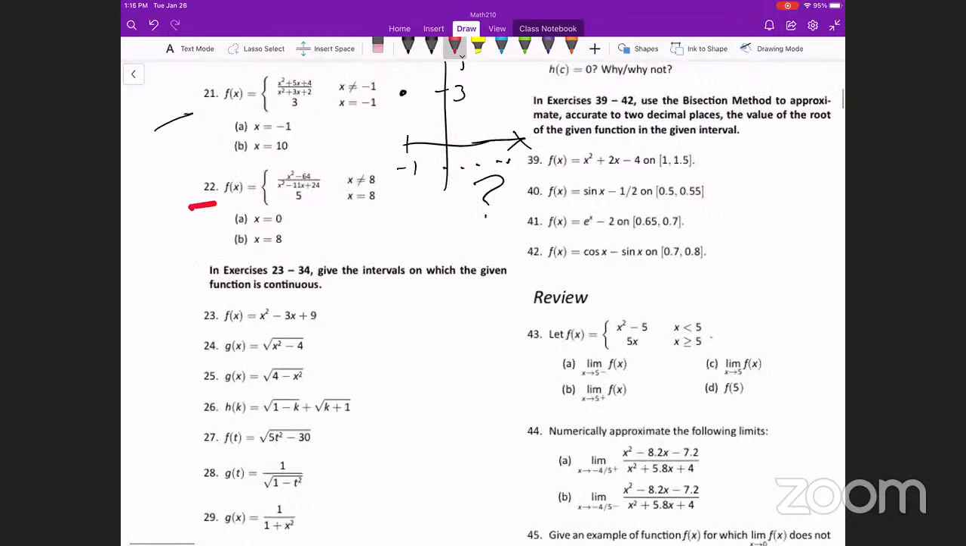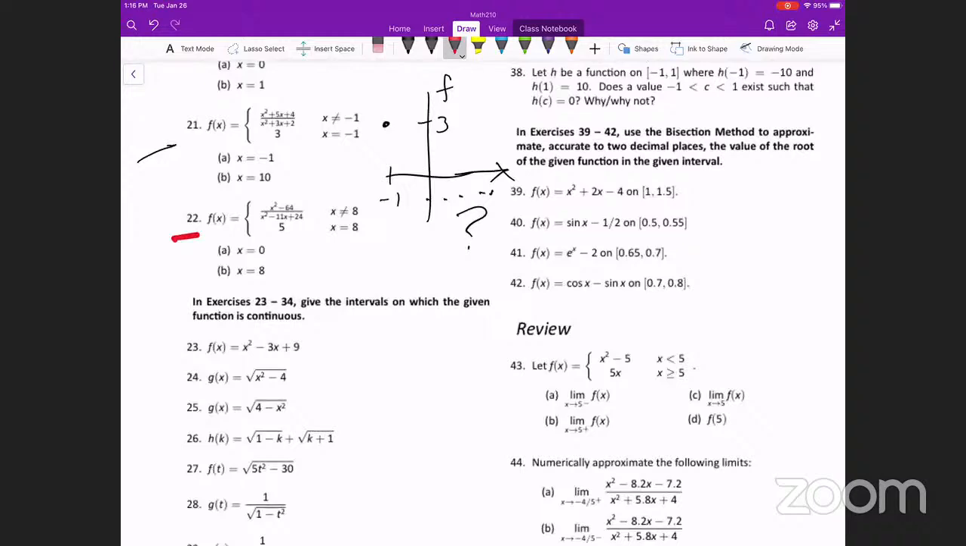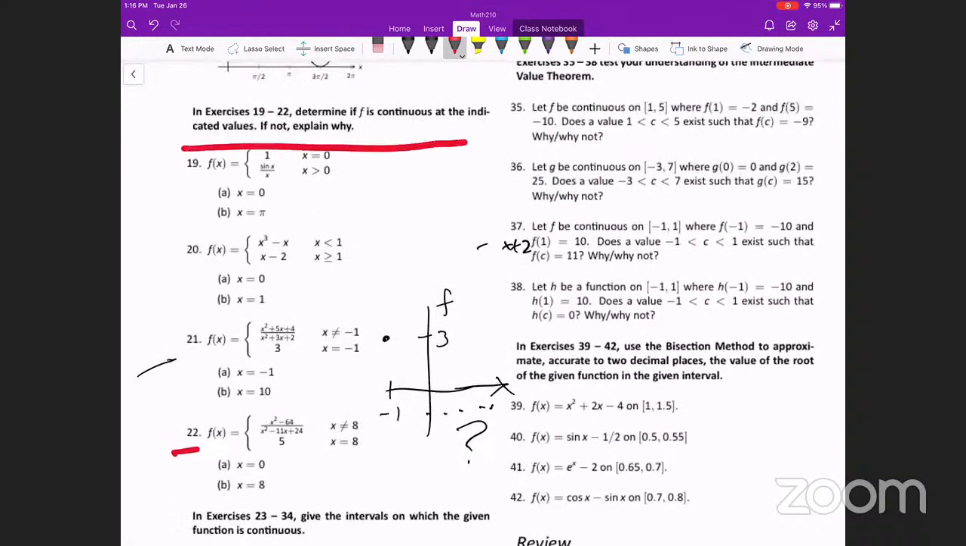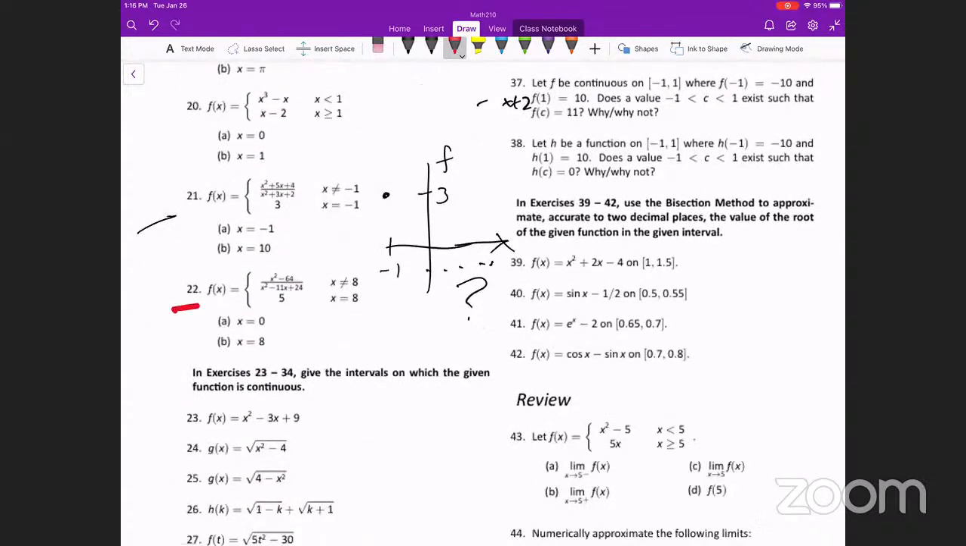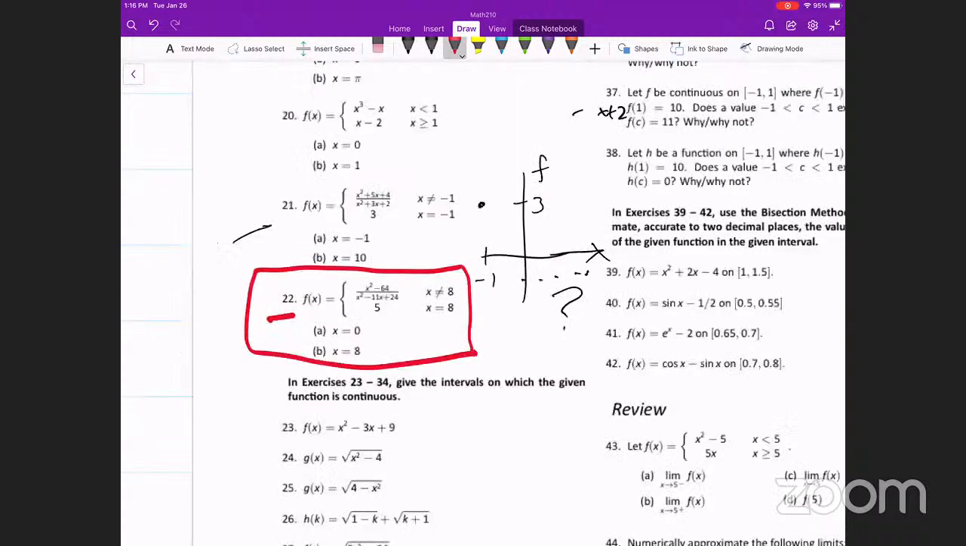And again, I can't see the chat while I'm working on the iPad. Okay, so number 22, determine if f is continuous at the indicated values. If not, explain why. Okay, so now we're supposed to do number 22. And is this function continuous at 0 and at 8?